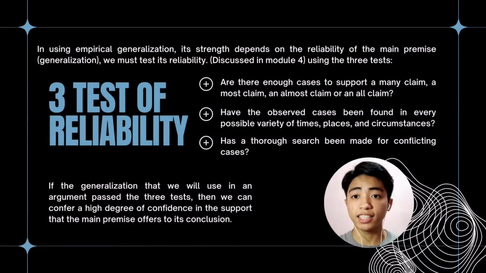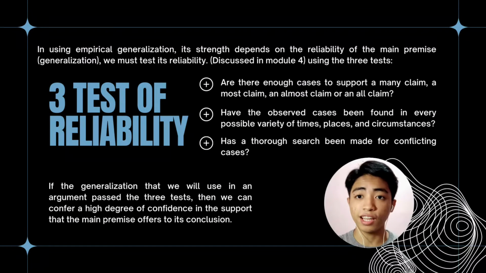Since we used empirical generalization in the main premise, the strength of the argument depends on the reliability of the main premise. Para malaman natin kung valid at reliable ba ang generalization na ginamit natin sa main premise, pwede natin gamitin ang 3 tests na natutunan natin sa Module 4. First test, are there enough cases to support a many claim, a most claim, an almost claim, or an all claim? Second, have the observed cases been found in every possible variety of times, places, and circumstances? Lastly, has a thorough search been made for conflicting cases?